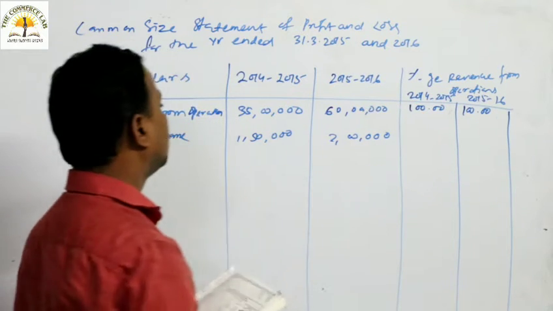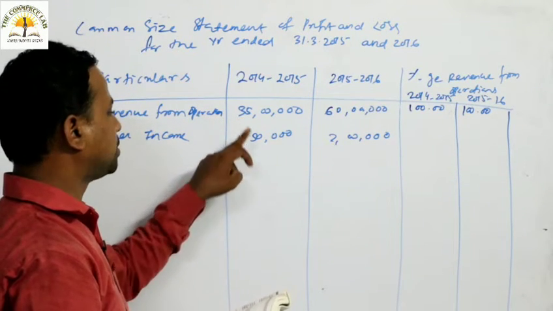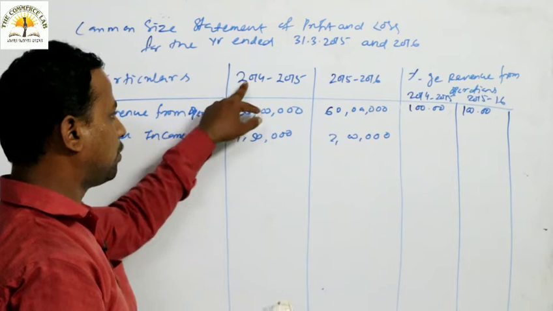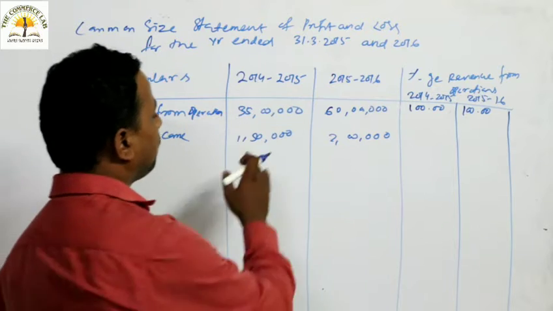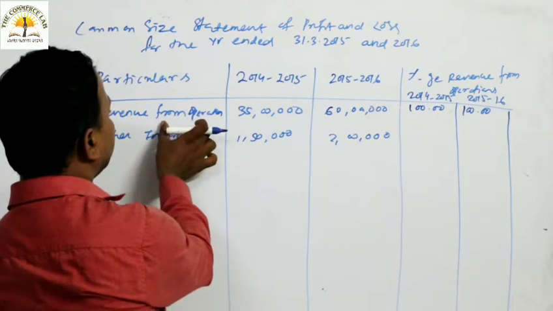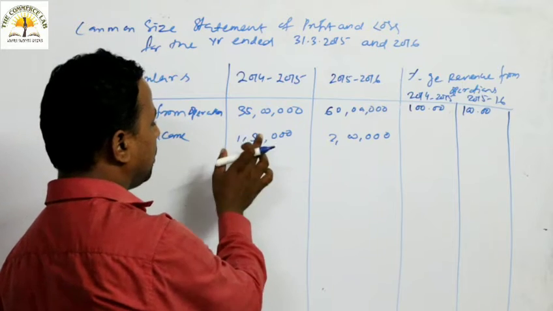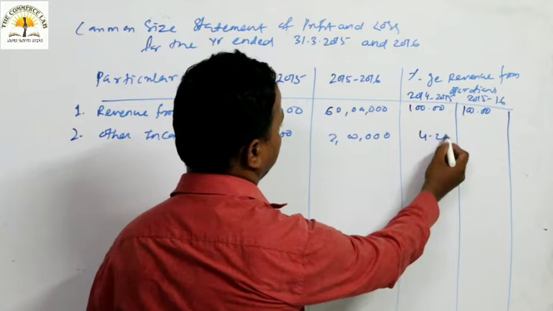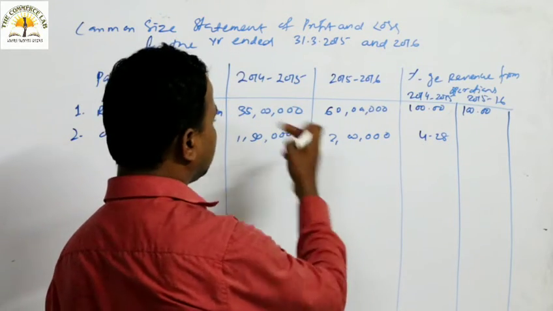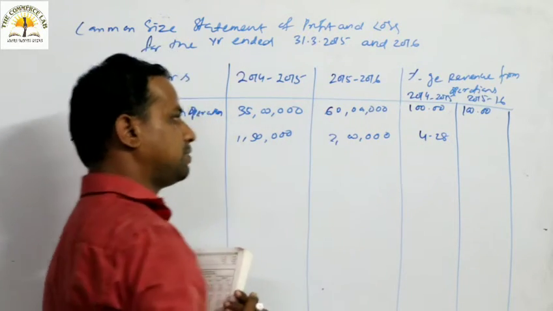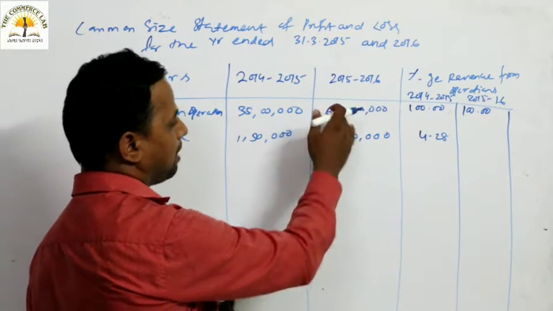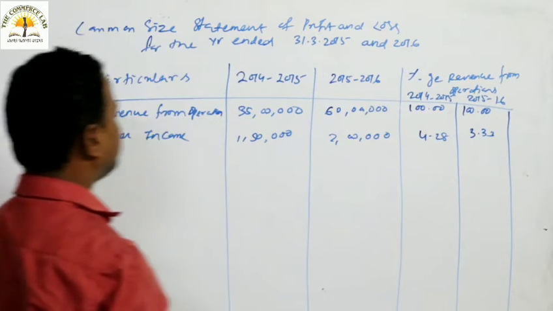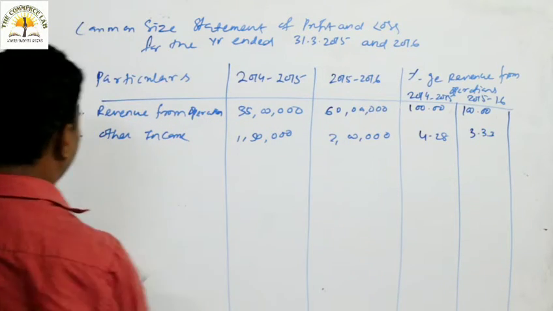Look at everybody, the 35 lakh is the revenue from operation. Out of those 35 lakh, other income is 1,50,000 for 2014 to 2015. Then what percentage is other income to the revenue from operation? That is how you calculate: 1,50,000 by 35 lakh. You will get 4.28. Similarly, 2 lakh is the other income for 2015 to 16. Then how to calculate? 2 lakh by 60 lakh. So how much are we getting? 3.33 percentage. So you calculated the percentage of revenue from operation.